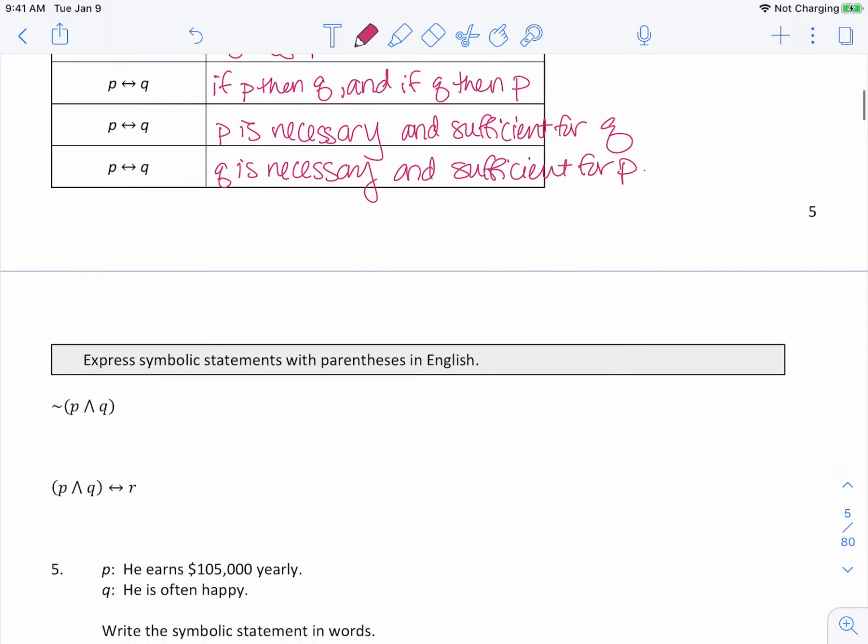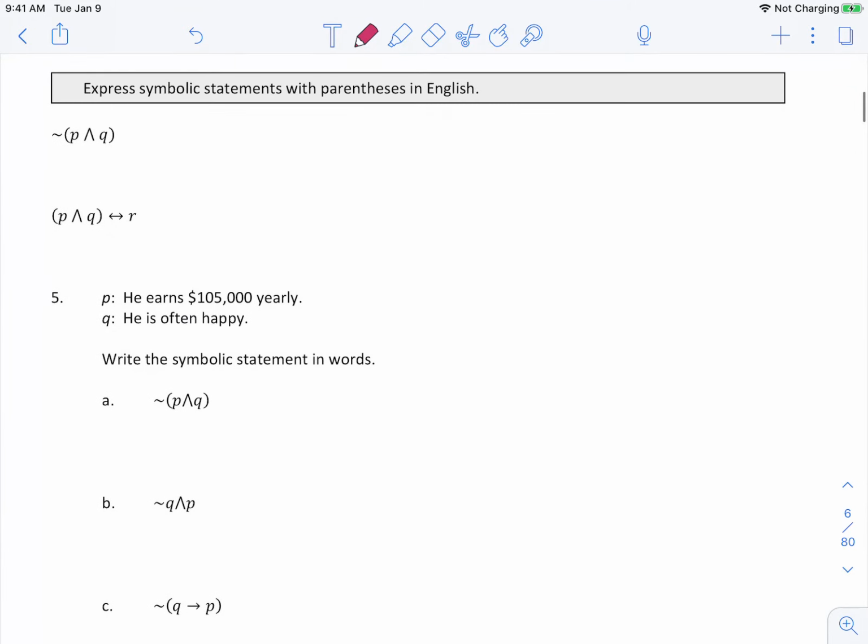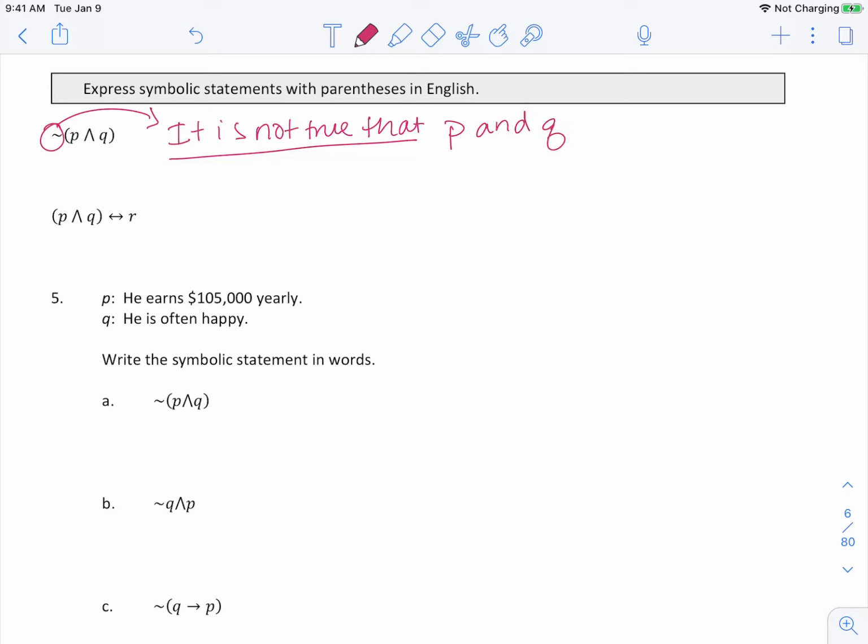Okay, so next we're going to express symbolic statements with parentheses in English. So here we have not, and then in parentheses, P and Q. So the way that we would express this, anytime you have the not symbol outside parentheses, this indicates you're going to start your statement with, it is not true that. So again, anytime you see that on the outside, you start with, it is not true that. And on the inside, we would say P and Q.